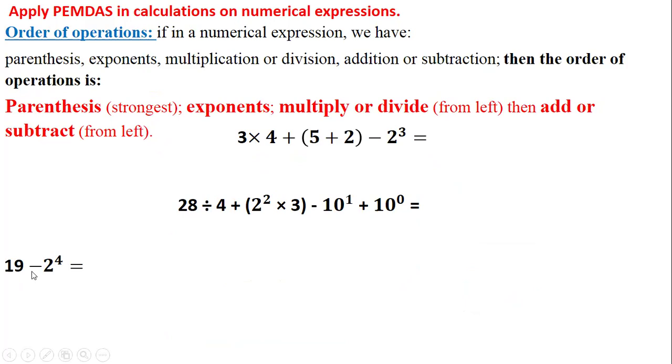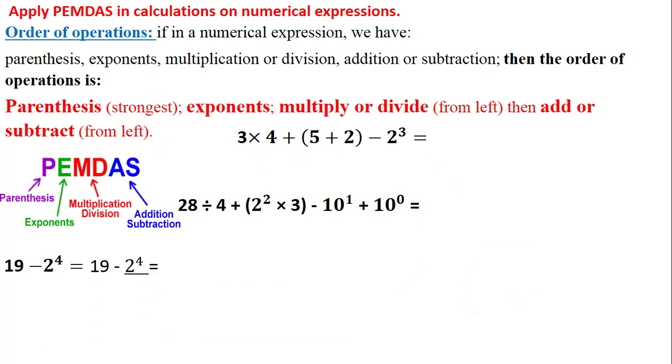Let's solve this expression. 19 minus 2 to the power 4. Here I have subtraction and exponent. Of course, exponent is the strongest, so we start with the exponent, 2 to the power 4. The answer of 2 to the power 4 is 2 times 2 times 2 times 2, so its answer is 16. So I write 19 minus 16, so the answer is 3.